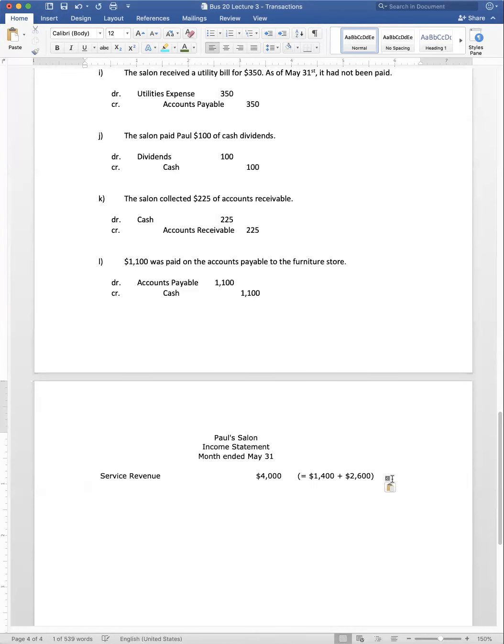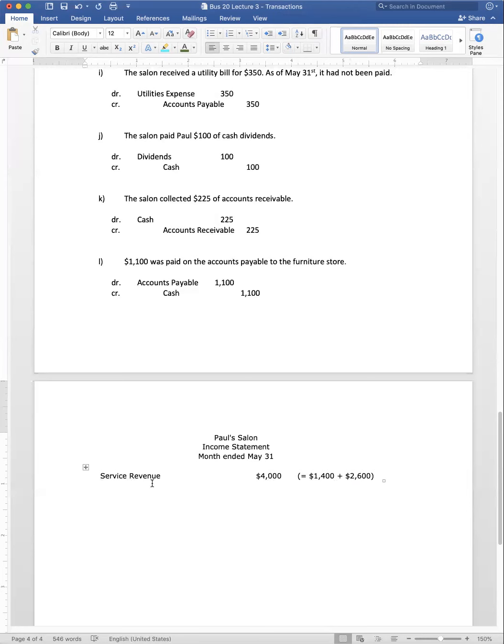All right, now you'll notice here I put the calculation. That's so if you're looking at the notes later, you know where the $4,000 came from. But on a real income statement, we just leave the $4,000. You wouldn't have to put where that number came from. All right, so we have service revenue.